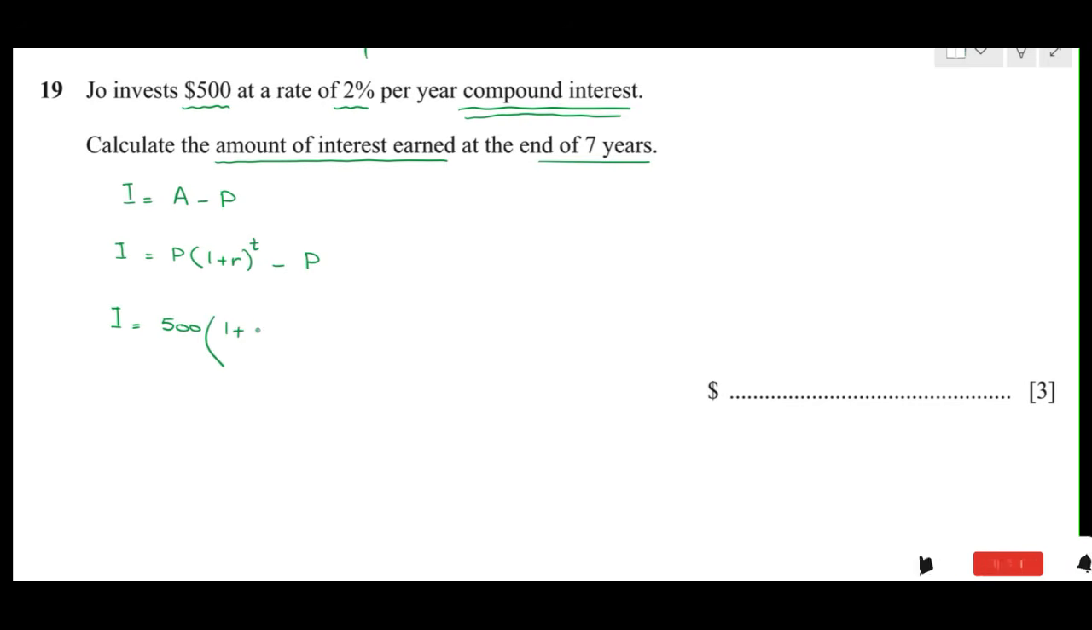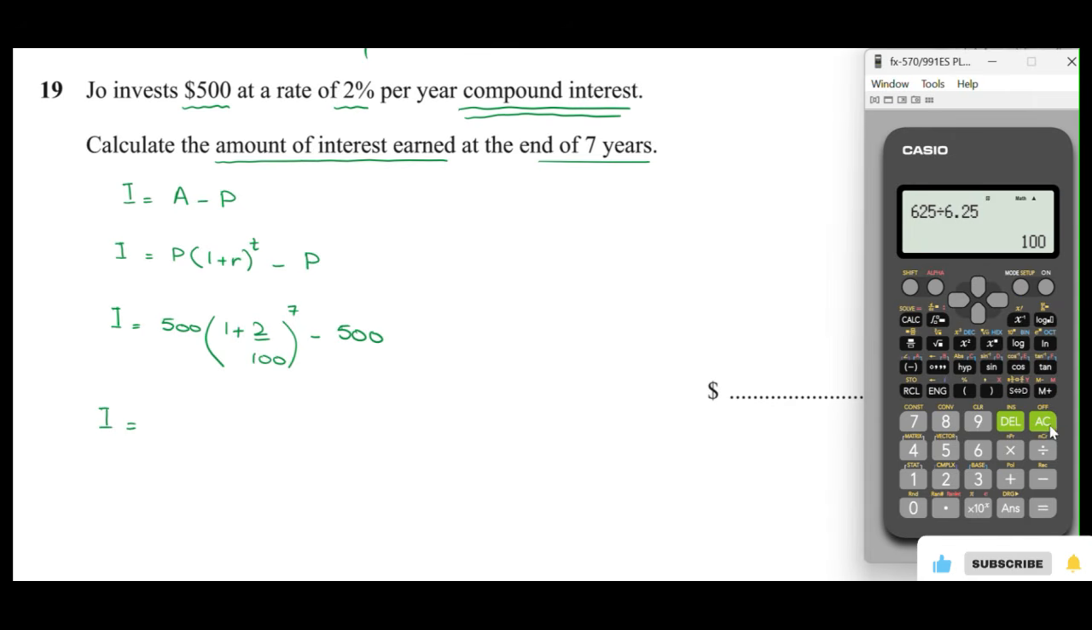So I equals P times (1 plus r), where r is the interest rate, 2 over 100, to the power of the number of years, which is 7, and subtract the investment, which is 500. So here you will get the amount of interest. We can use a calculator here: 500 multiply the bracket 1 plus 2 divided by 100. Wait a second. The bracket is closed and its power is 7. So this is 574.34.